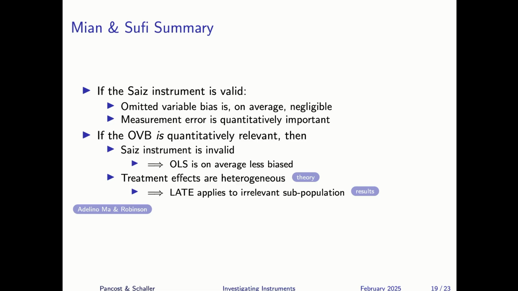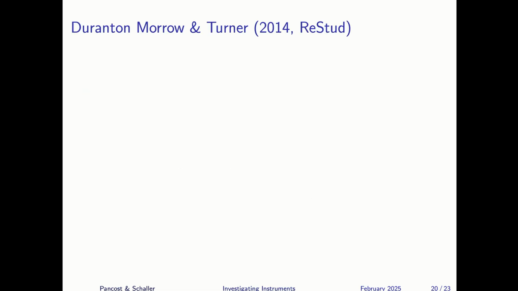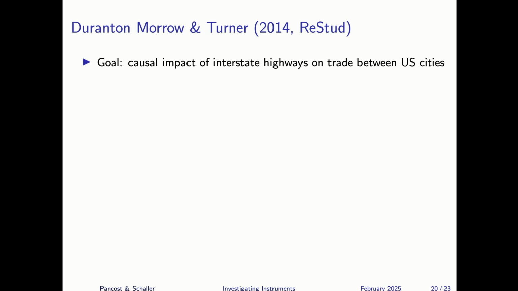And like I said, Adelino and Robinson reach basically the same conclusions. I want to talk you very briefly through this other paper because it looks different. It's an econ paper, not a finance paper. They want to know the causal impact of building highways on intercity trade.